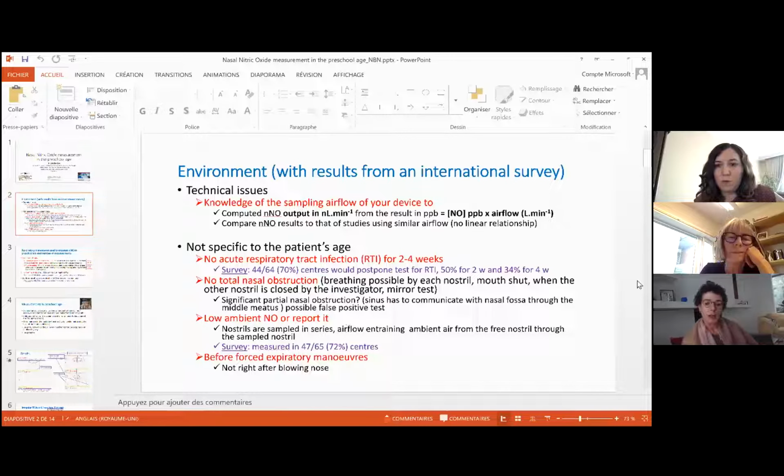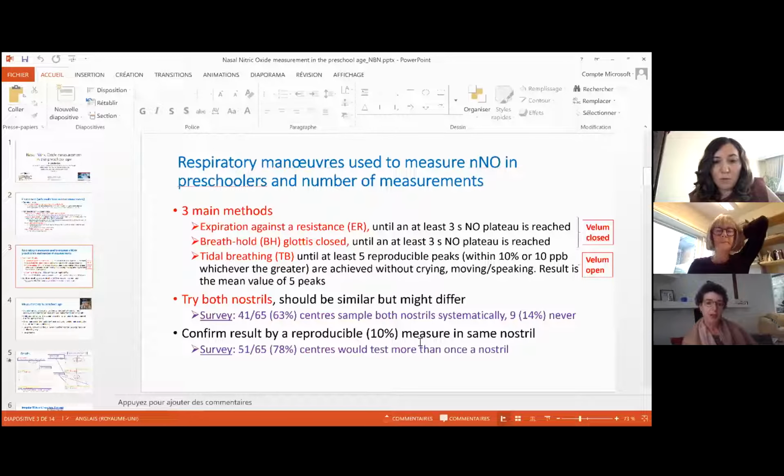A third thing from the environment is the ambient NO. I won't talk much about it, but as you can see, many centers who answered the survey thought it was an important issue, and they measured the ambient NO to know whether their result could have been falsified by this. And then of course, you always have to measure the nasal nitric oxide before the child performs forced expiratory maneuvers, or when he or she blows their nose, you have to wait a few minutes for the nitric oxide to reappear in the sinus and the nose.